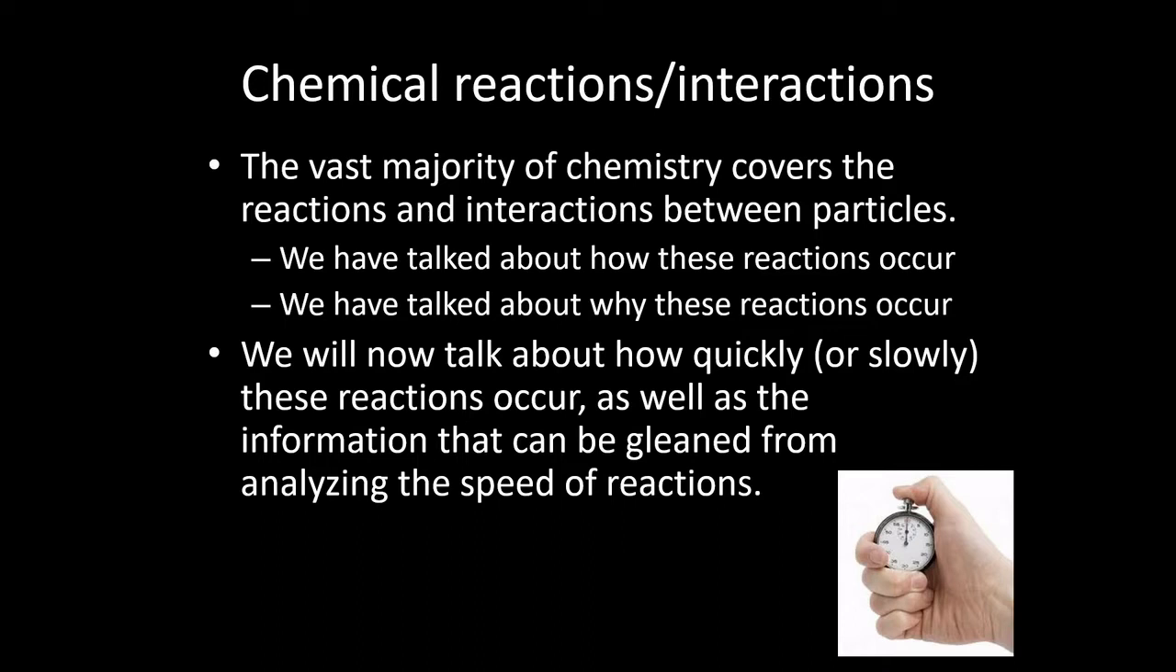Chemical kinetics is really a study of the speed at which reactions occur. It's how slowly or how quickly reactions occur and why they occur very slowly or very quickly. We're going to get into reaction mechanisms a bit at the end of this chapter, which is the study of the actual how do reactions occur step by step.